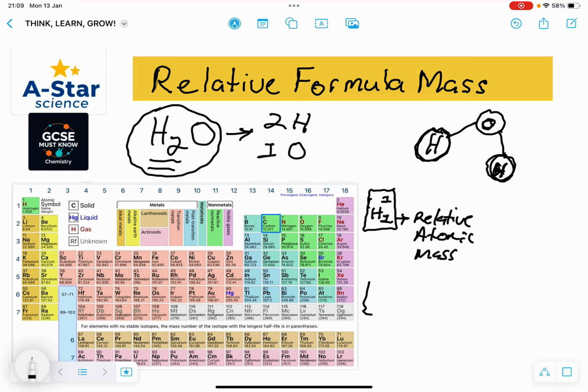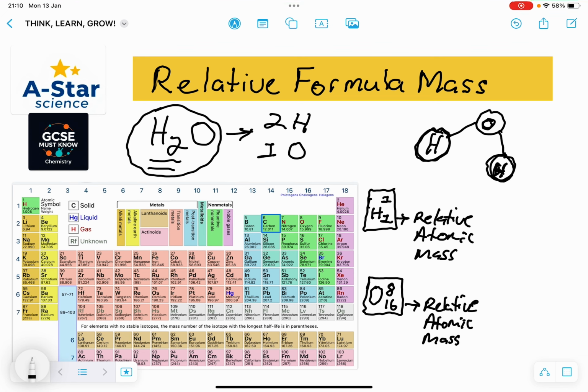Now, if we look at oxygen on the periodic table, the symbol O, you see 8 and 16. Again, the bottom number, the larger number, is the relative atomic mass. Every periodic table is different, so you have to look at the key. But in this one, the bottom number, the larger number, is the relative atomic mass.